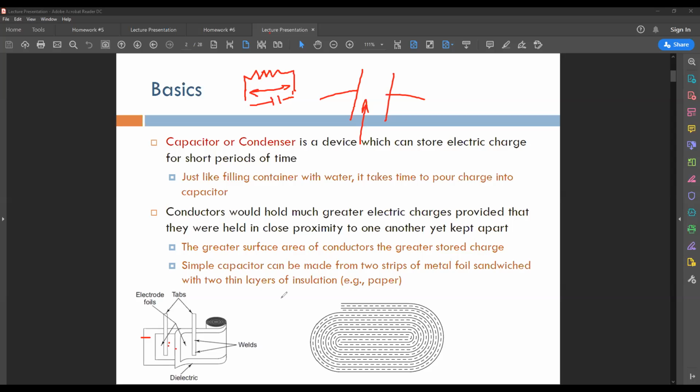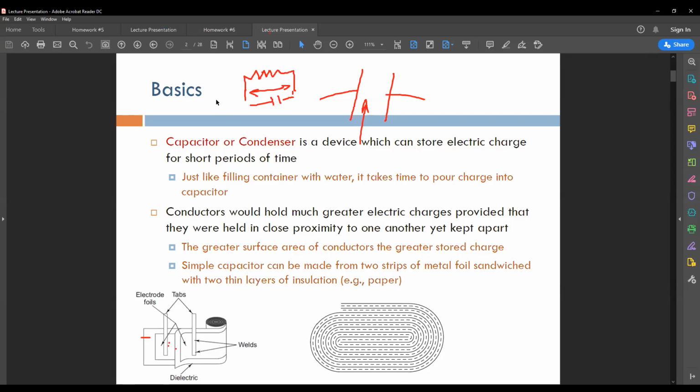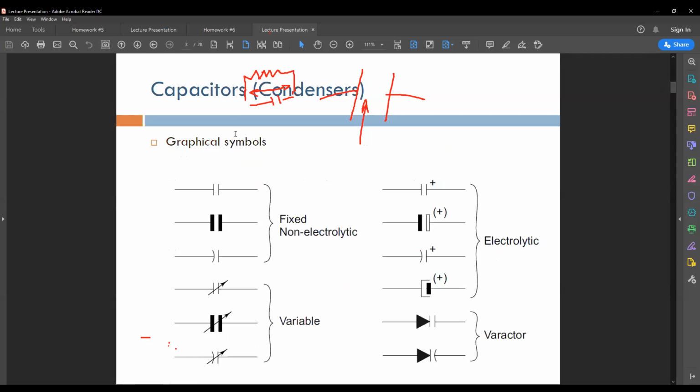We'll explain that in a little while. Maybe I'll talk about the technologies to explain things a little bit better. So basically the graphical symbols for capacitors are like this. A fixed capacitor will be like this. Sometimes you have a non-electrolytic, or basically a capacitor without polarity.